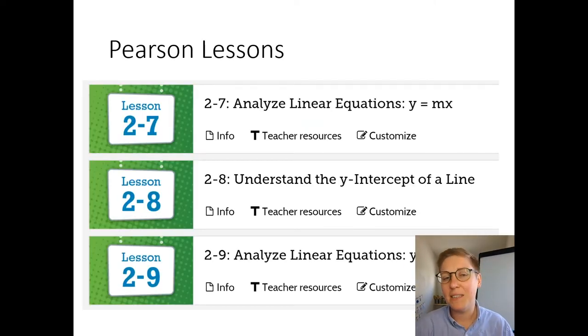Our lesson today is going to be based off of our Pearson lessons 2.7 through 2.9 in your book or on pearsonrealize.com. By the end of the lesson, you are going to learn about y equals mx, a linear or proportional relationship. You are also going to understand the y-intercept of a linear equation and write an equation for a linear relationship in the form of y equals mx plus b.